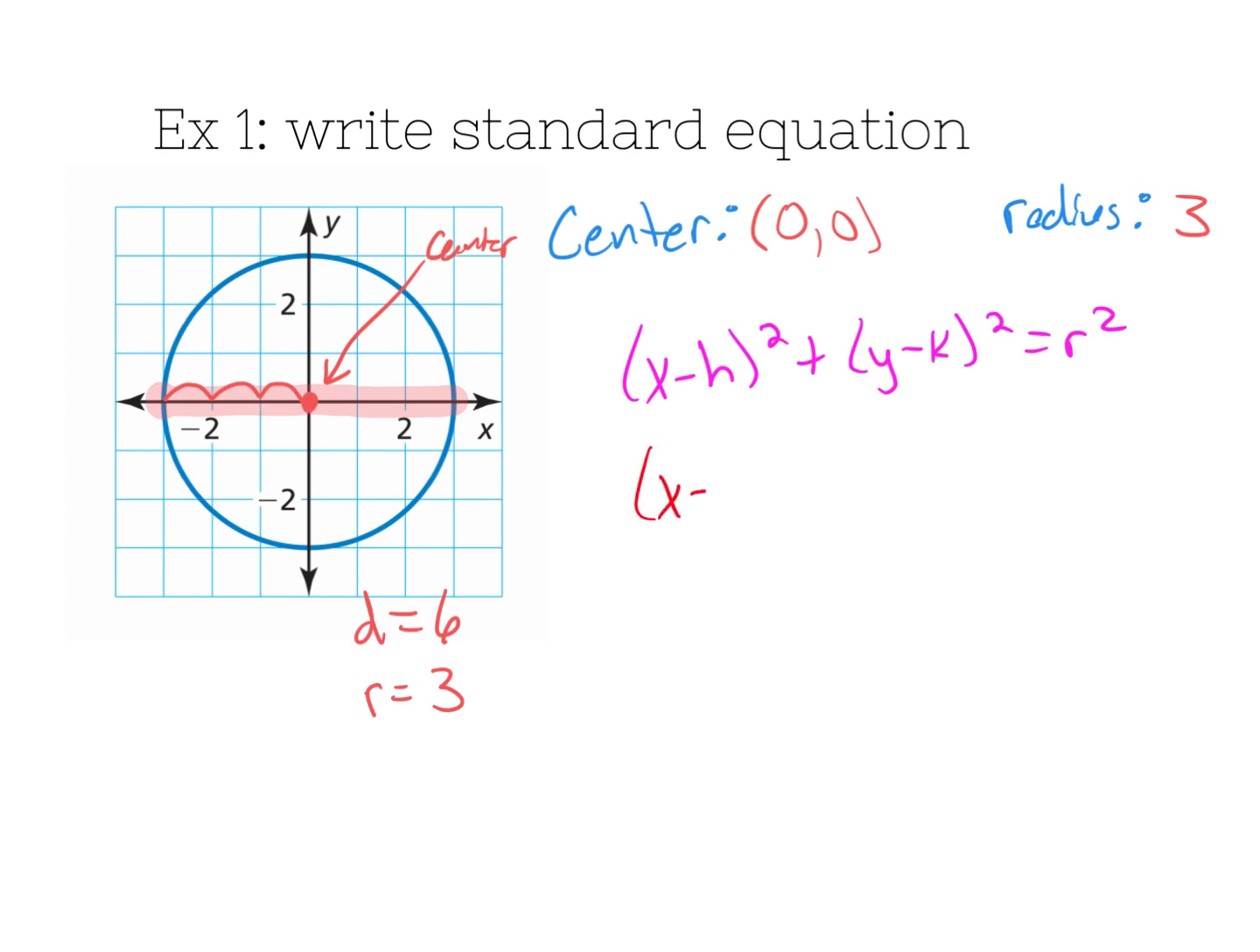So x minus, Paula, what's the h? 0 squared plus y minus, Monica, what's the k? 0 squared equals r squared. And Angel, what's the r? So the r is 3.